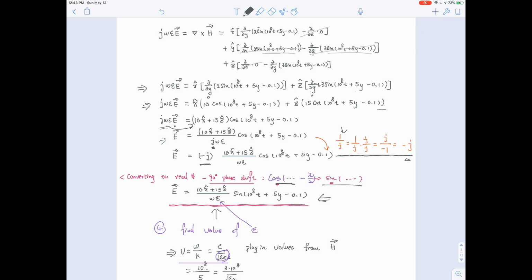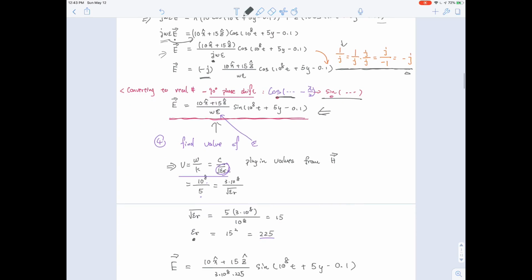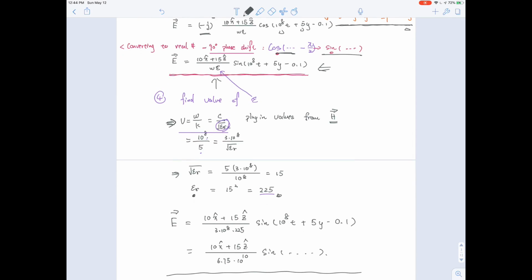After this, we need to find out the value of epsilon. We can do it by using this equation right here, plugging in all the values from the provided H field. Omega is 10 to the 8th, and k is 5, as we can see here. We solve for epsilon, which is equal to 225. At the end, we can just plug everything back into this equation, and here would be the answer.